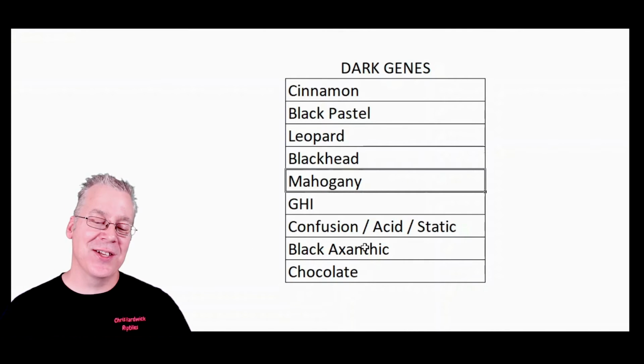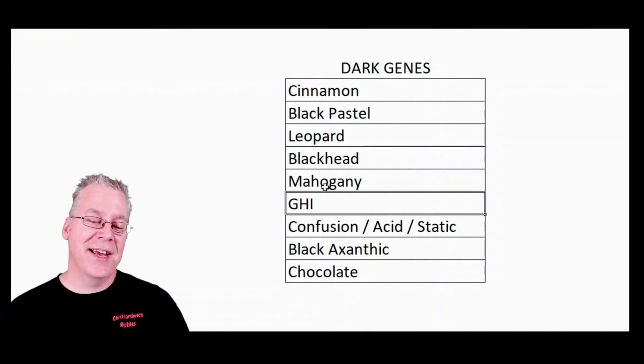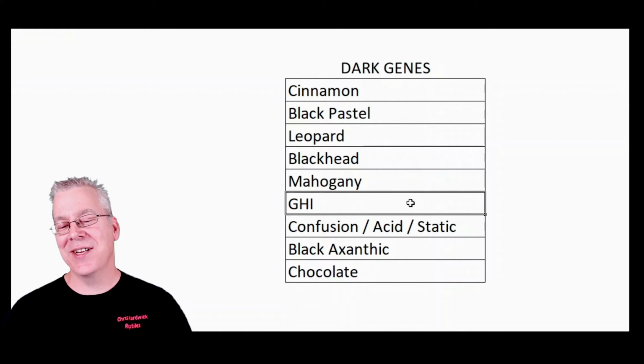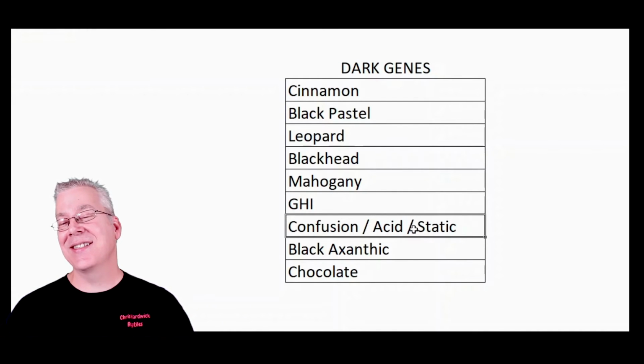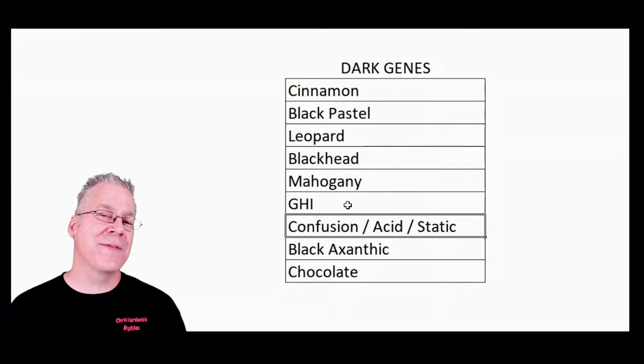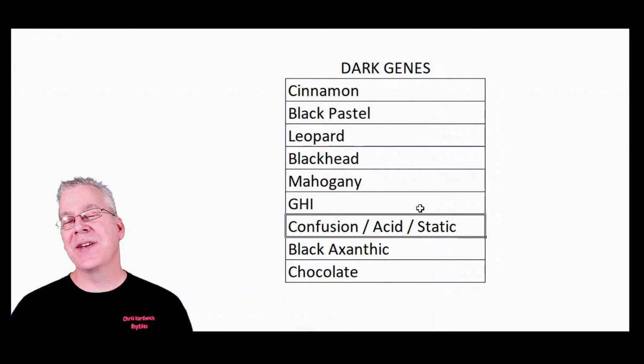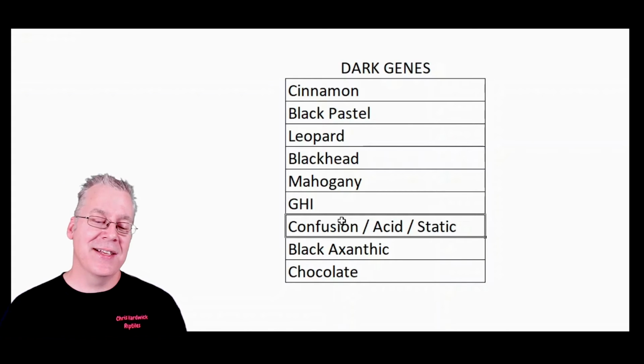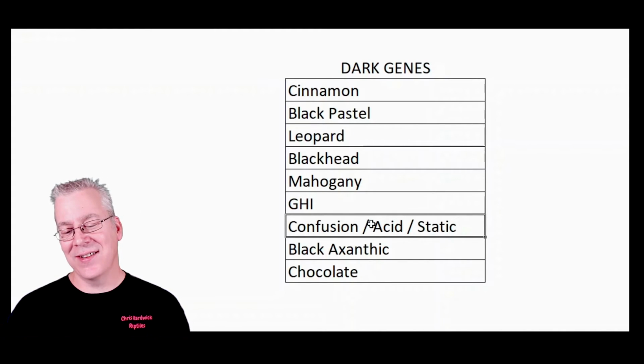The DJI is also on the list. It's a dark gene. It stands for gotta have it. Pretty awesome. It really jumbles up the pattern as well as darkens it. And then the confusion, acid, and static are some of the newer genes on the market. They've been around for a few years. We're just starting to explore the potential of these three genes and whether they're the same or different lines of the same thing. Essentially, it's kind of like leopard on steroids. It really explodes the pattern and really darkens it as well.